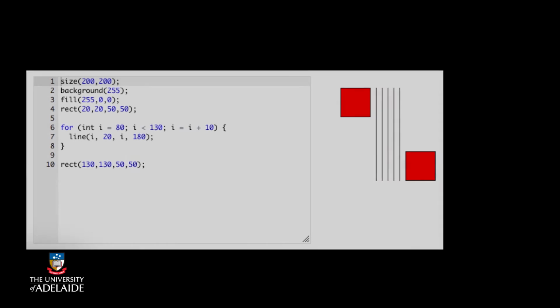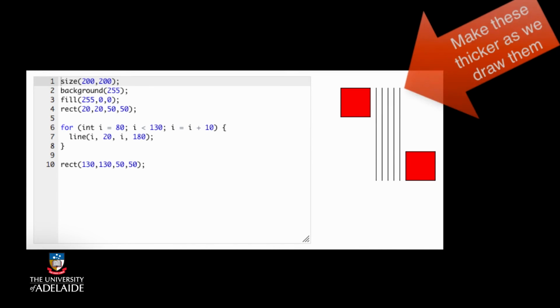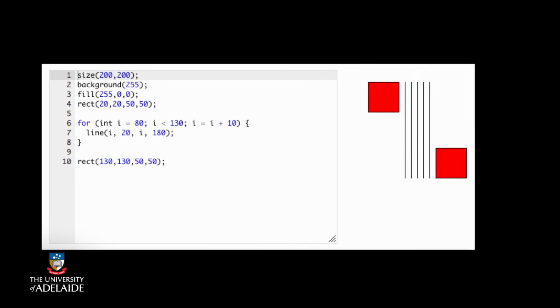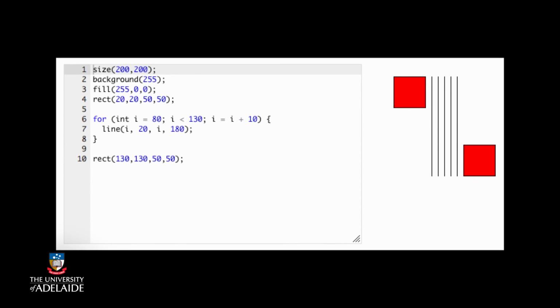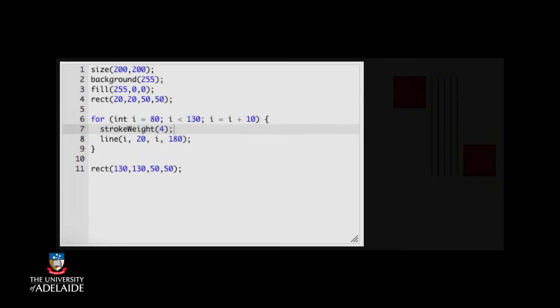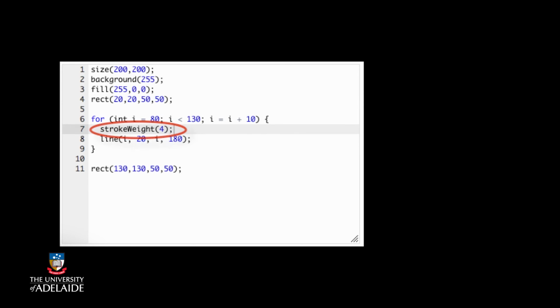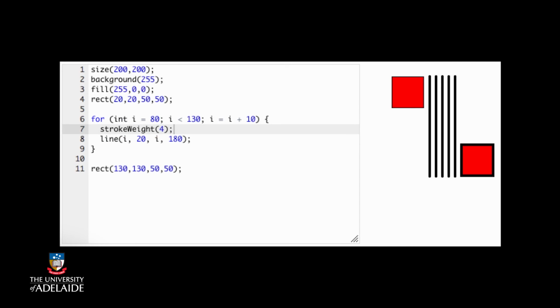Well, let's look at the code from that last section again. Let's say we want each line to get thicker as we draw it. Well, we can change the thickness of a line by using the stroke weight statement before we draw our line. Processing starts with the stroke weight set to 1, so we could draw a thicker line with stroke weight 4. What would happen if we made this change to the code? Well, let's run it and find out. Oh, we drew the same thicker line.